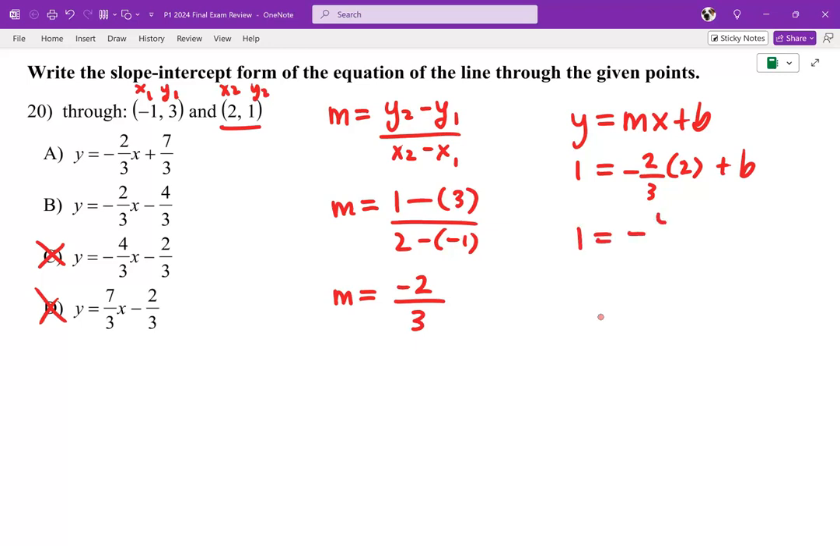So negative 4/3 plus b, because 2 times 2/3 is 4/3. Then I add the 4/3 over, which gives you 7/3 as b. So your answer is A, not B. So I took a shot at it and got it wrong, but I had a 50-50 chance versus a 25% chance.